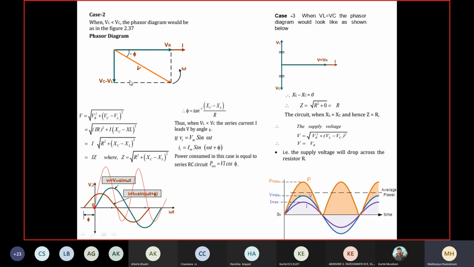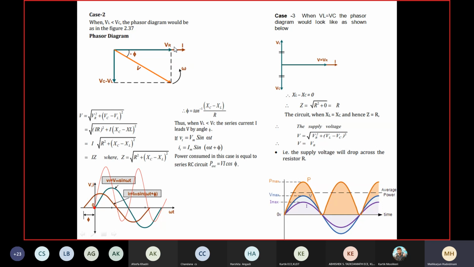If I take a resultant on top of these two by making this parallelogram of forces, I will get V. V is known as total applied voltage. This V and I have an angle phi between them. So I must be very careful about this. V is the net applied voltage. VC minus VL is the resultant voltage from the capacitor and inductor cases. And VR is the voltage across the resistor.